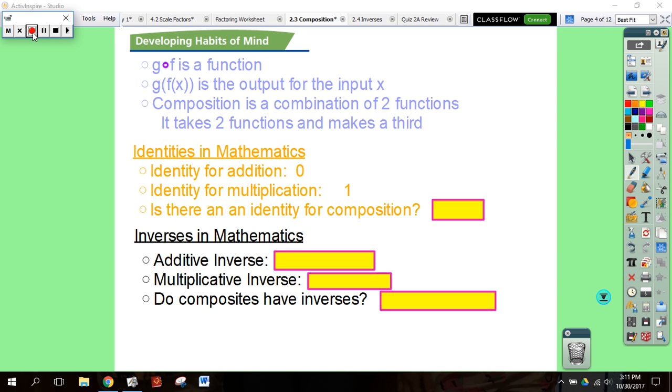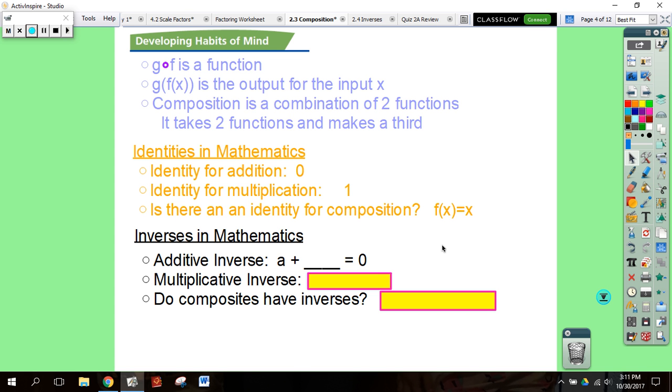Okay, so the identity for composition is just whatever you put into the function, you get out the same input that you started with, okay? Kind of an odd concept to think about, but if you were to plug x into a function, and you get x back, then that's your identity, okay?